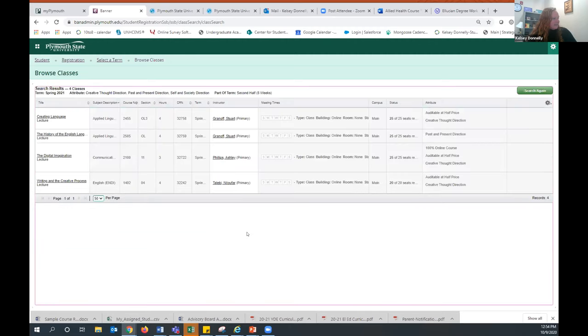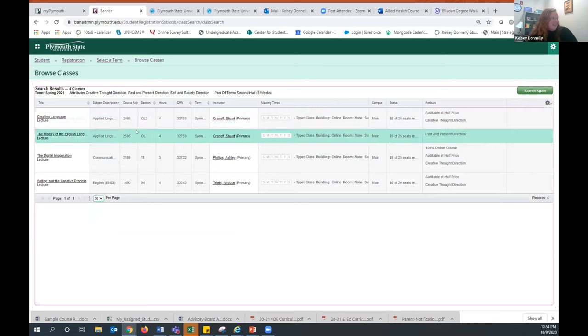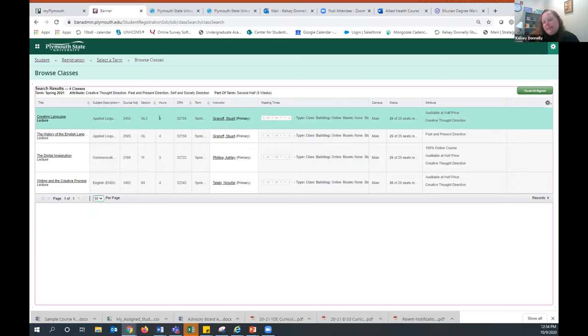Say they wanted to take creating language, you'd have to add 4 credits to the 16 that they've already taken. So that's 16, 17, 18, 19, 20. That brings them to 20 credits, which means they would be responsible to pay for 2 of the credits. So that's always something to keep in mind when signing up students for those second half semester courses.